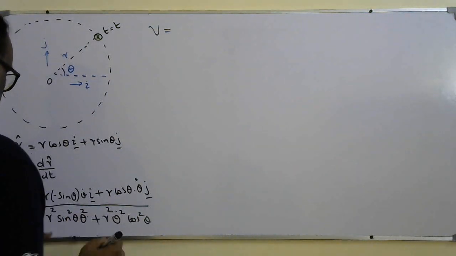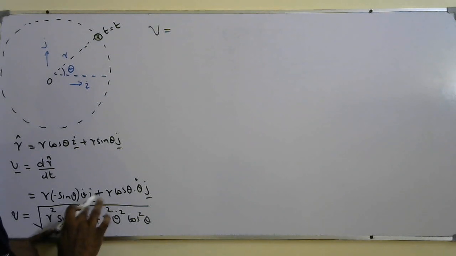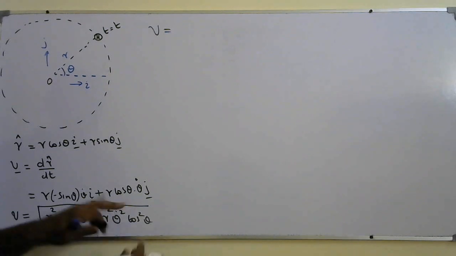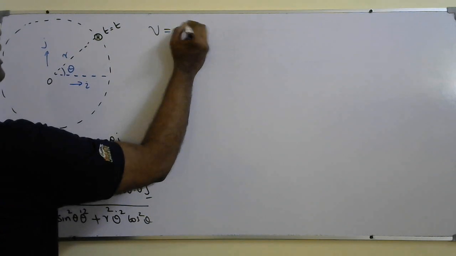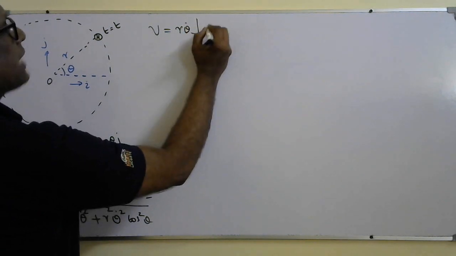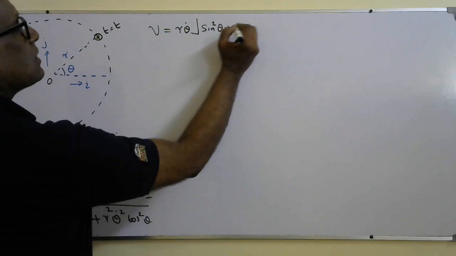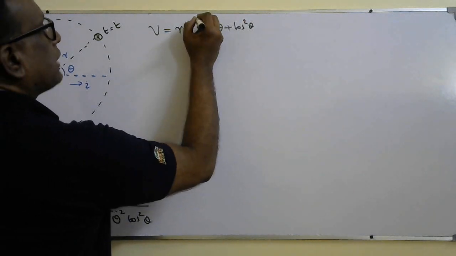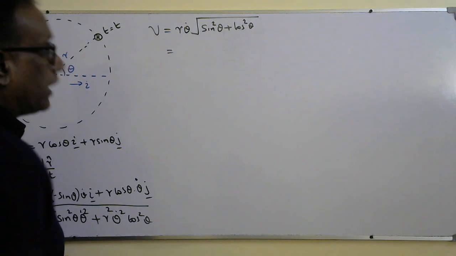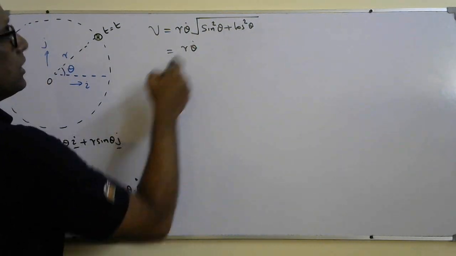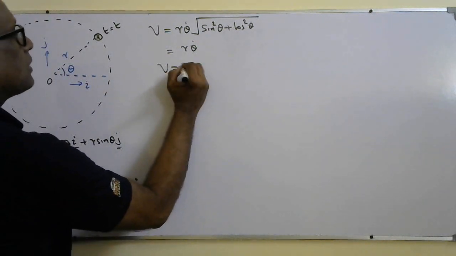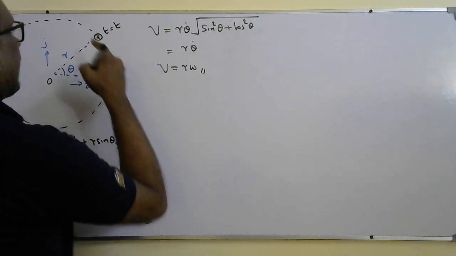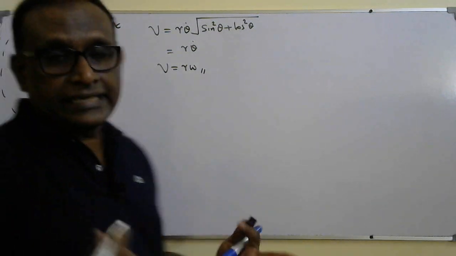So v is equal to, we can take r squared theta dot squared out of the square root. It will become r theta dot, within the square root sin squared theta plus cos squared theta. We know that sin squared theta plus cos squared theta equals 1. So that's going to be r theta dot. Theta dot is angular speed omega. So that is v equal to r omega. So that's the speed at an instant, at time t.